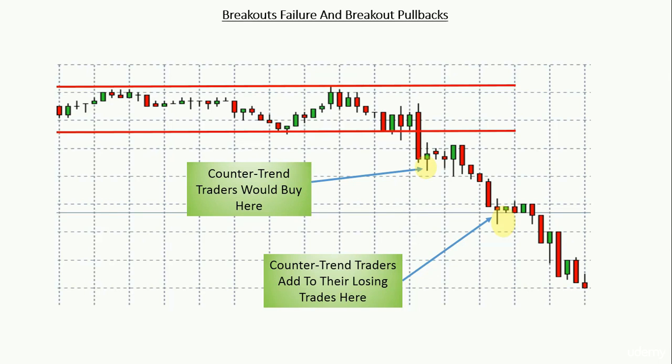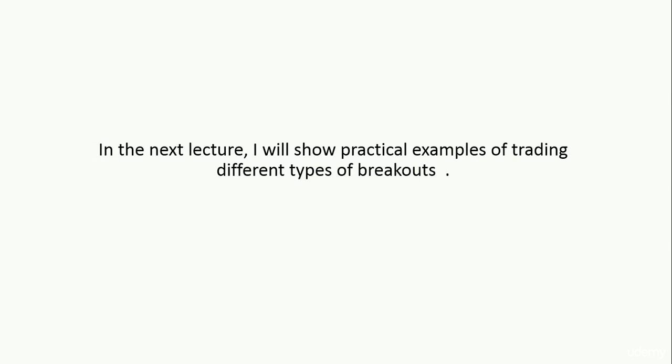This is the opposite of what institutional traders do. Institutional traders take huge profits if they are right, and they cut their losses very early if they are wrong. With these notes about common mistakes by retail traders, we come to the end of this lecture. And in the next lecture, I will show practical examples of trading breakouts.